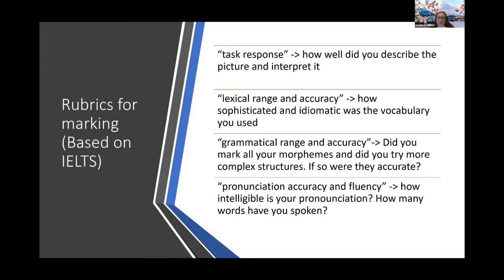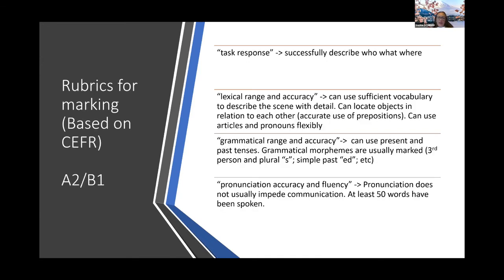For lower level students, so obviously the same categories, what we want to see in the task response is at least the who, what, where, like the basic things. In terms of vocabulary and accuracy, I need learners to show that they have enough vocabulary to describe the scene with reasonable detail. They can locate objects in relation to each other. There is... the mom is between the two daughters or something like that. And that students can use articles and pronouns flexibly.